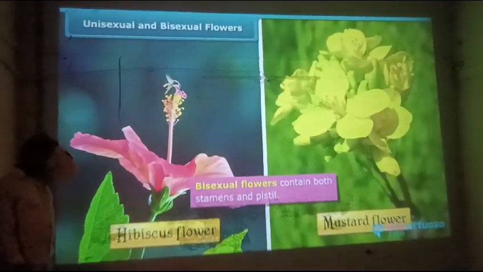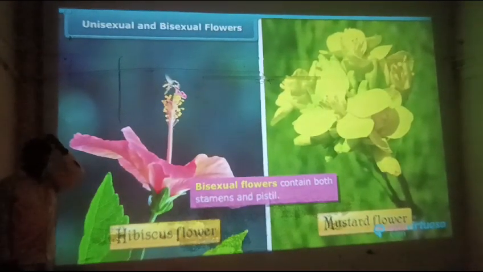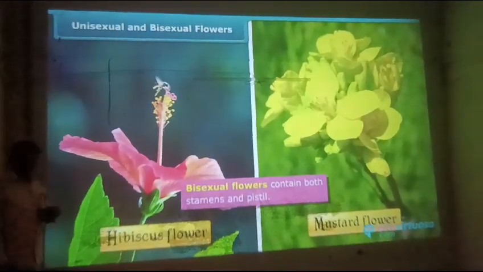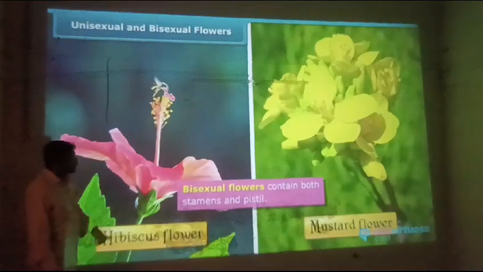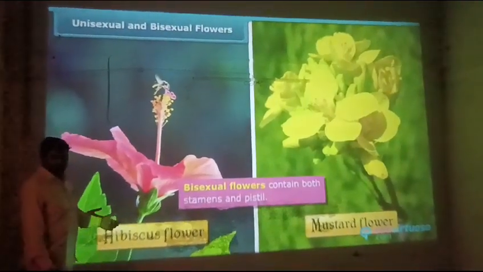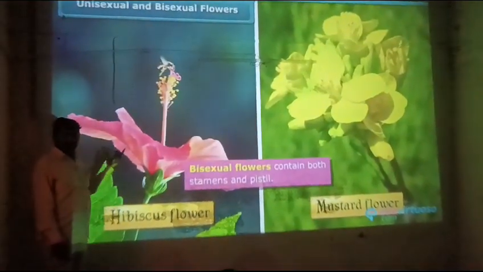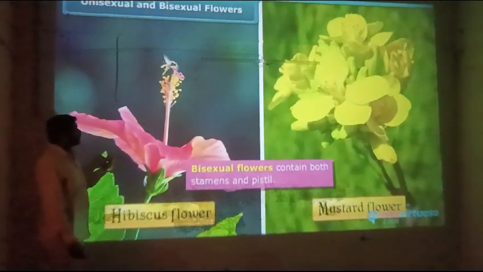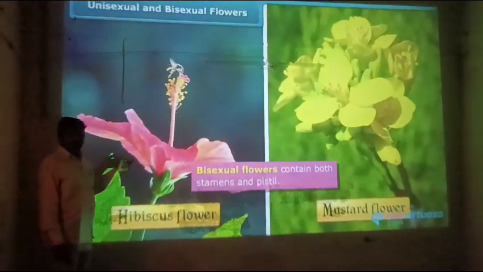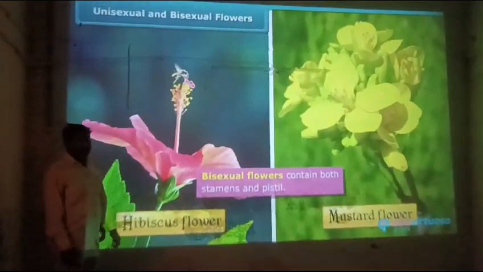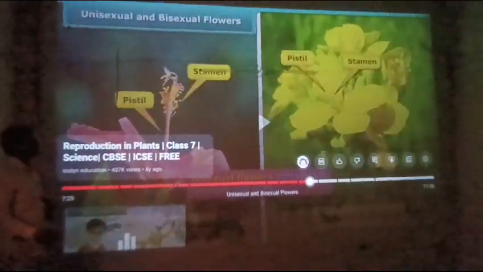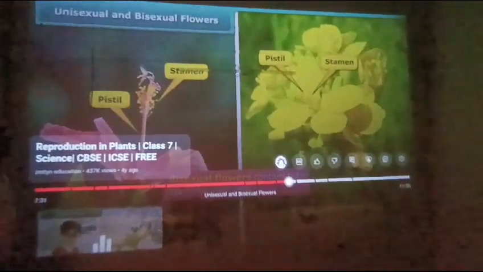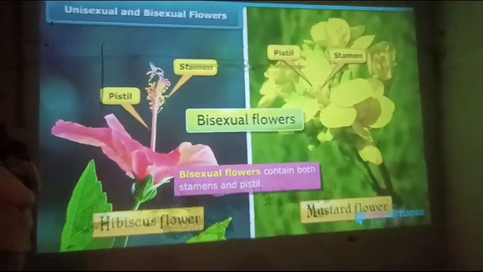Previously we saw unisexual flowers which contain only male gametes or female gametes. Here we have some examples of hibiscus and mustard flowers. These are the examples for bisexual flowers. These flowers contain both male parts and female reproductive parts, stamens and pistil. These types of flowers are called bisexual flowers.